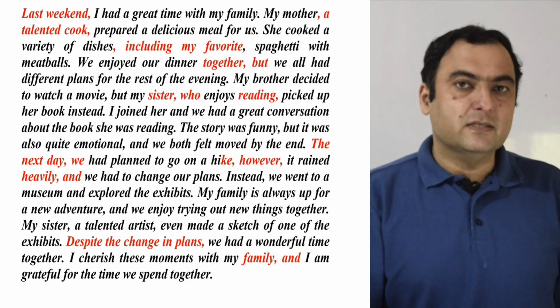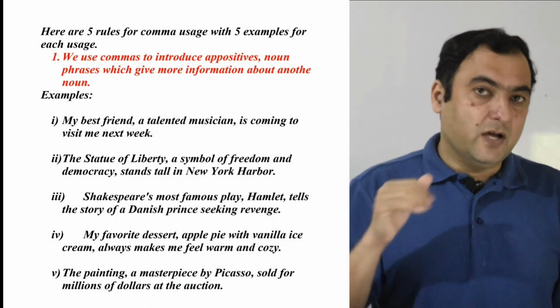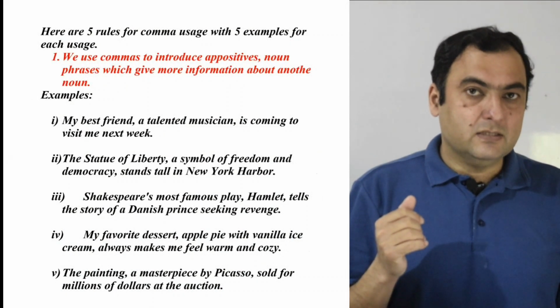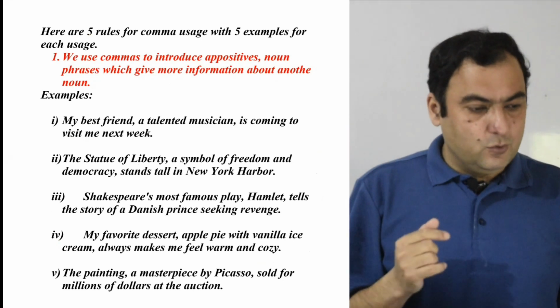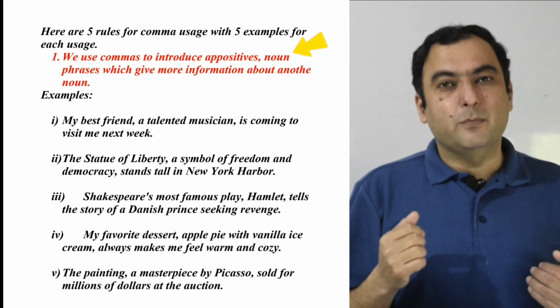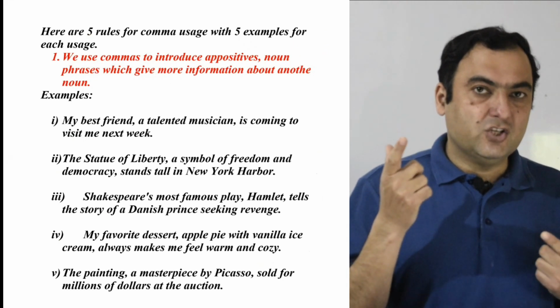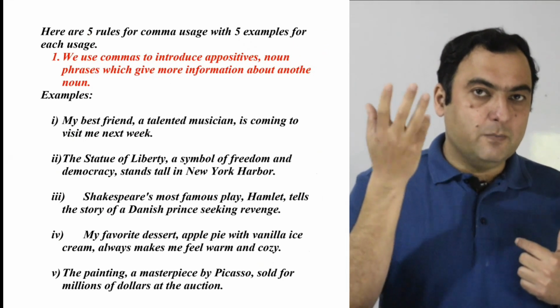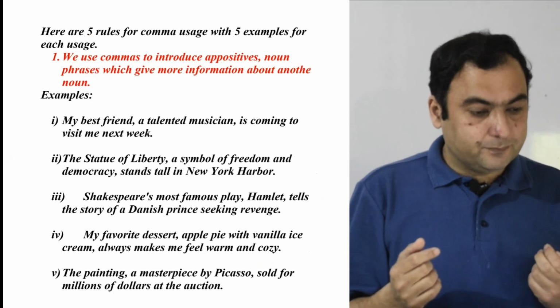And now let's discuss the different uses of comma. So we'll discuss 5 comma usages with 5 example sentences. So the first rule is we use commas to introduce appositives. What are appositives? An appositive is basically information which is given about the subject, for example, or maybe about any part of a sentence.